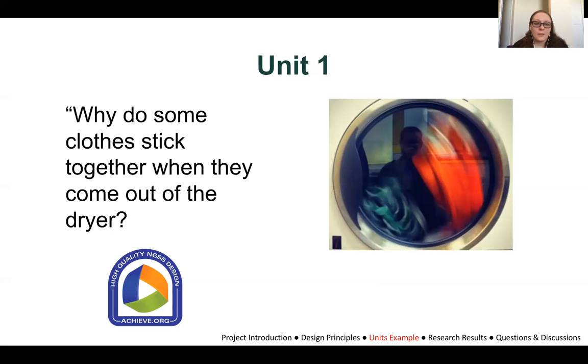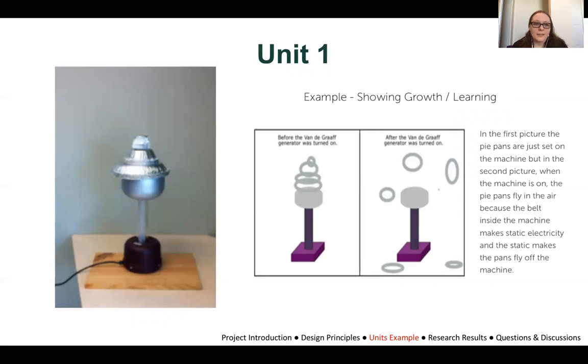And so again, the overarching phenomenon is: why do some clothes stick together when they come out of the dryer? When you pull them out of the dryer, why is there sometimes a shirt with a sock stuck to it, or something like that? This really moves students into thinking about how things move together or pull apart. So they're really exploring electrostatics. As we move into the unit, one of the sub-phenomena, or smaller phenomena, that we tackled to get at this larger problem is the pie pans on the Van de Graaff generator.